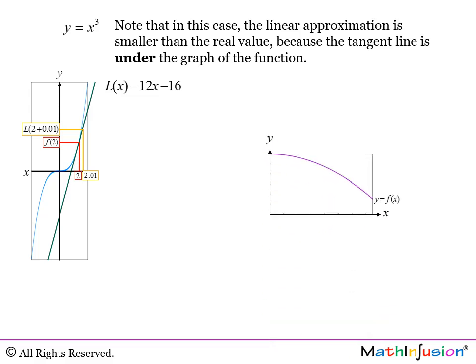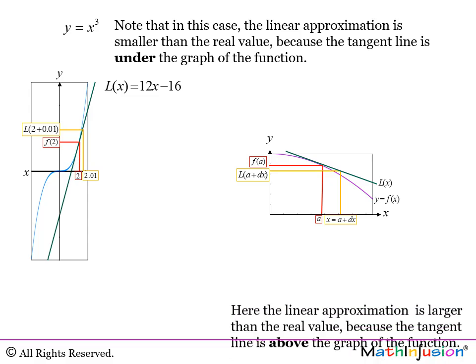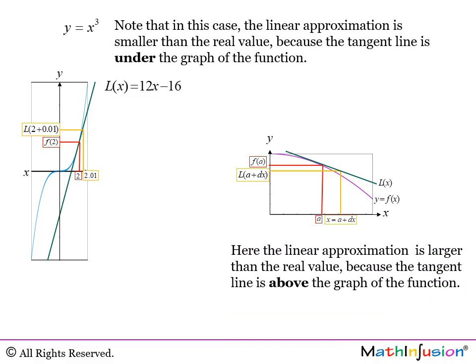I want to show you what happens if the tangent line is above the function, like in this function. If this is a, this is f of a, here's the tangent line at x equals a. So what happens now if we use the linearization instead of the function? You can see that now we get more than the function. In this case, the linear approximation is larger than the real value because the tangent line is above the graph of the function. If we use the tangent line and it's above, we get more.